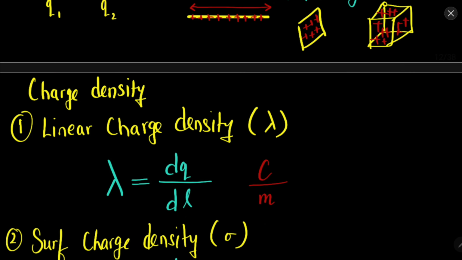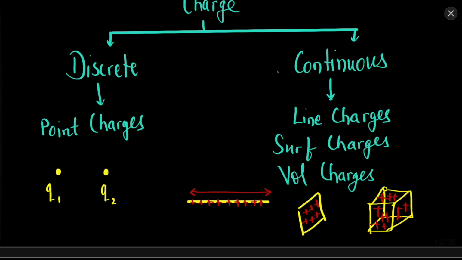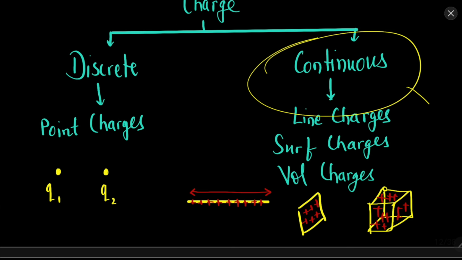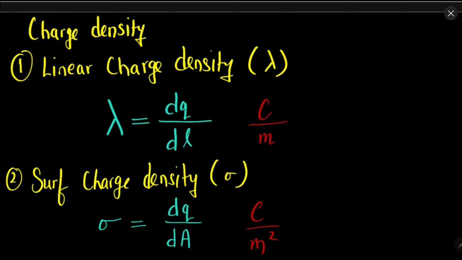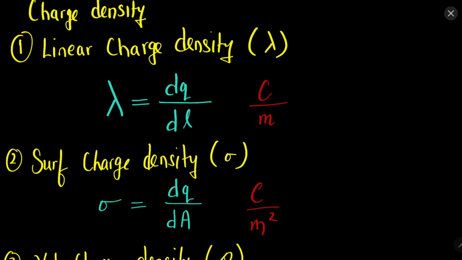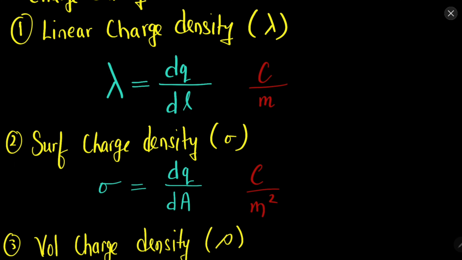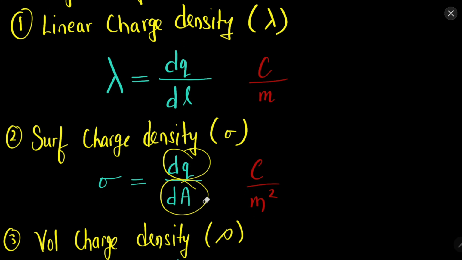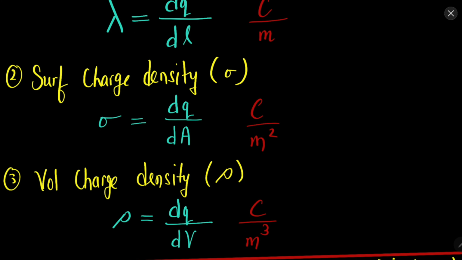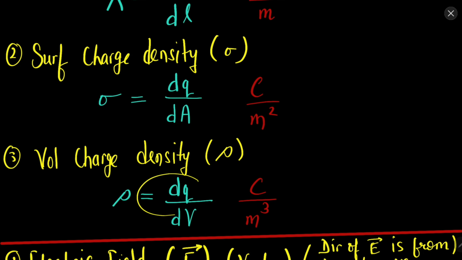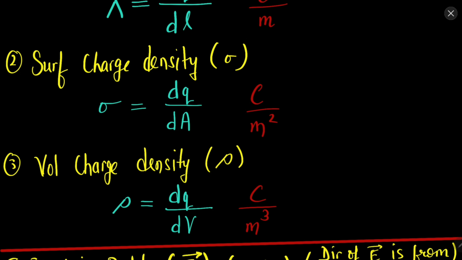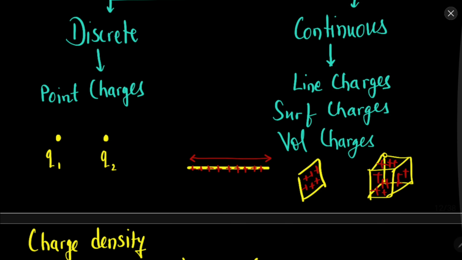For understanding, or for using the concept of continuous charge distribution, we need to understand the concept of charge density. Charge density can be of three types, as discussed also. There can be linear charge density, in which we take the charge per unit length. In surface charge density, we take the charge per unit area, and in the volume charge density, we take the charge per unit volume.